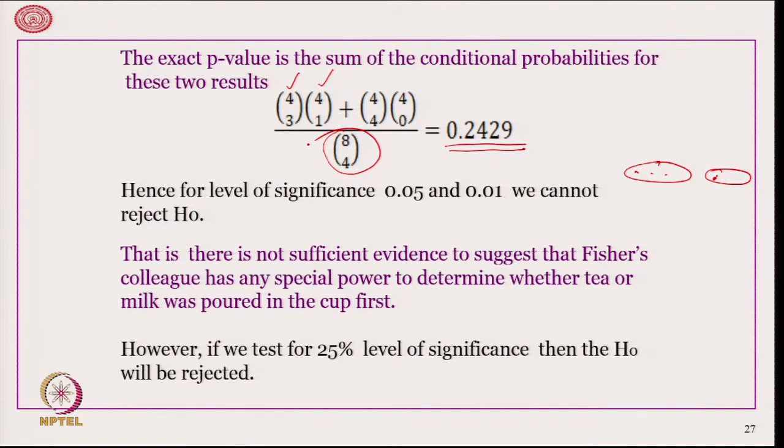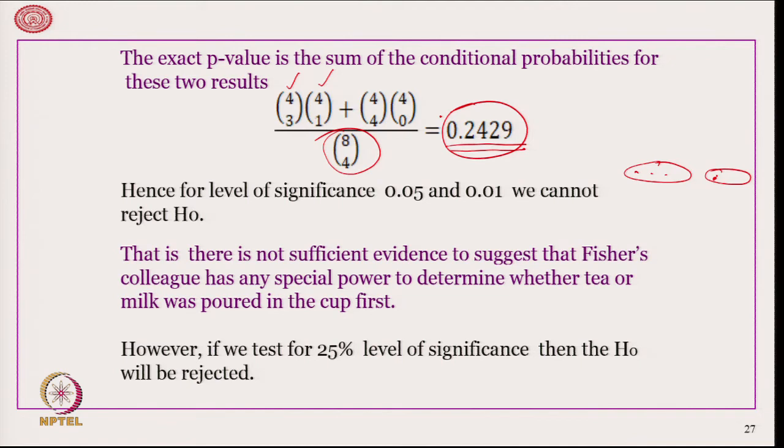Hence, for level of significance 0.05 and 0.01, we cannot reject the null hypothesis, because this value is pretty high. That is, there is not sufficient evidence to suggest that Fisher's colleague has any special power to determine whether tea or milk was poured first in the cup.